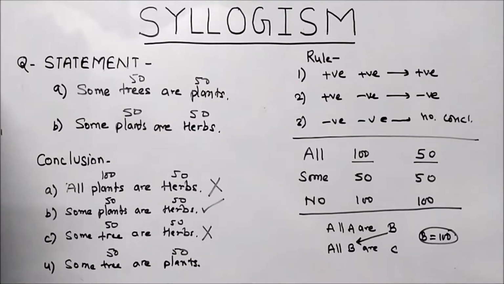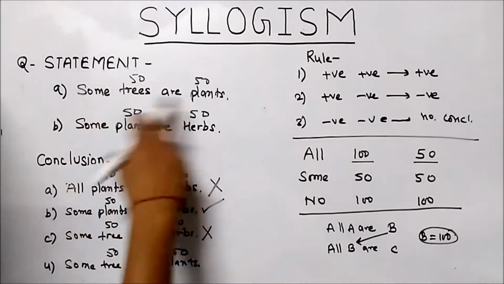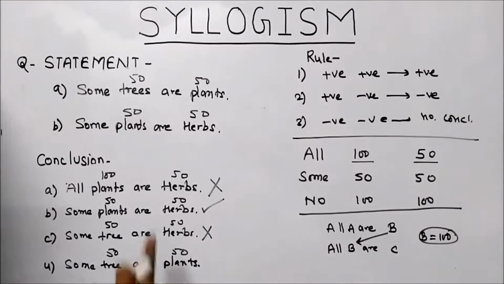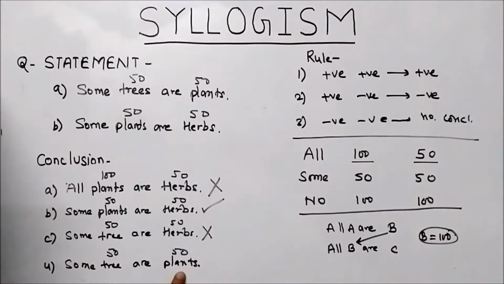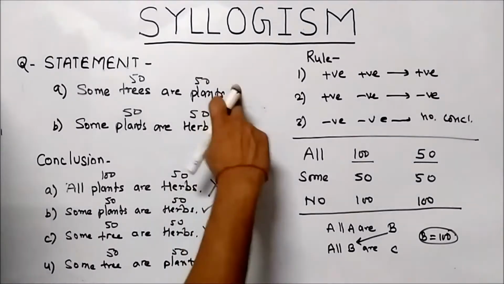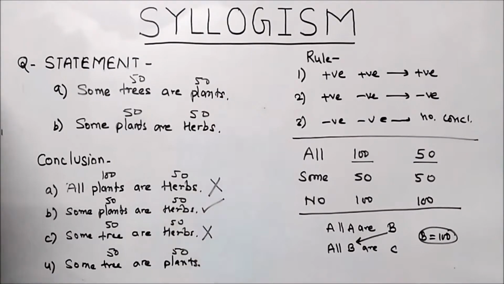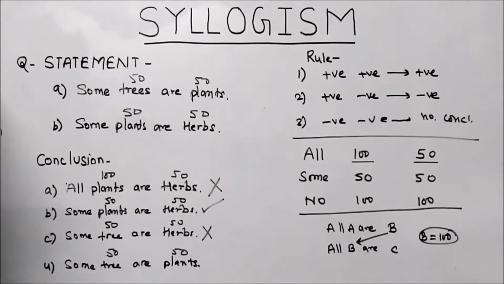Now check fourth conclusion. Some trees are plant. This conclusion is made up of two elements, trees and plant. These two elements are present in first statement. Now check the values of two elements. Here tree is 50, here tree is 50. Income and expenditure are equal. Now check the value of second element. Here plant is 50, here plant is 50. Income and expenditure value of plants are equal. So this is the true conclusion.